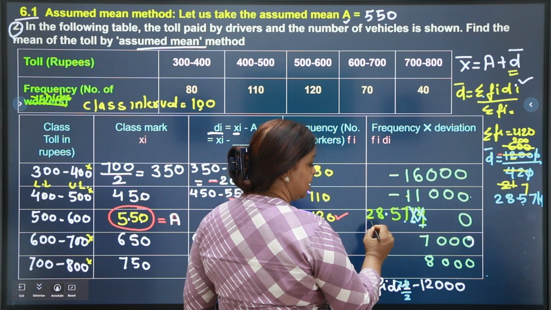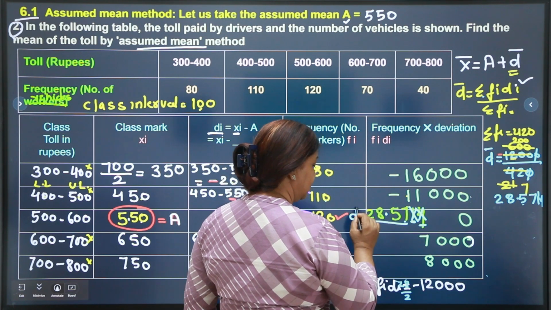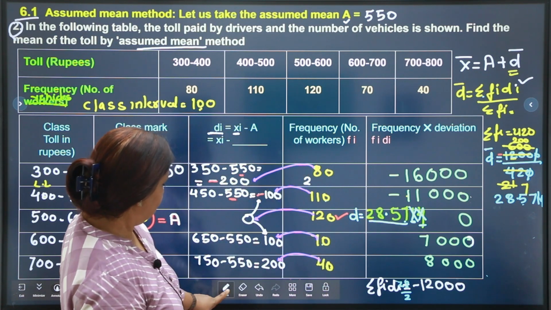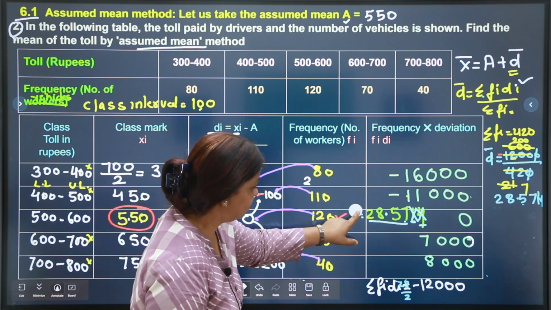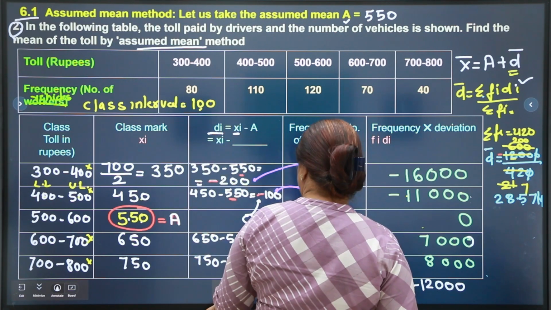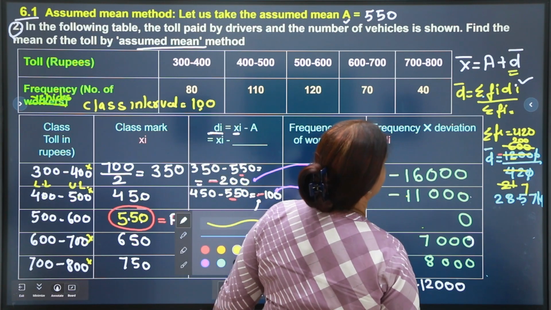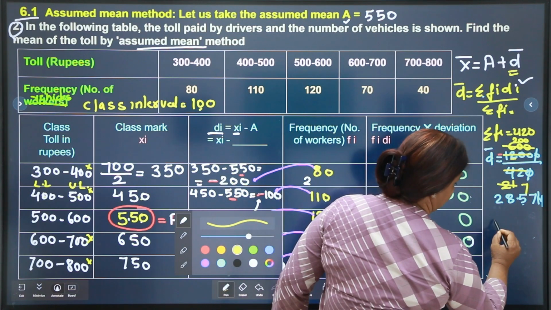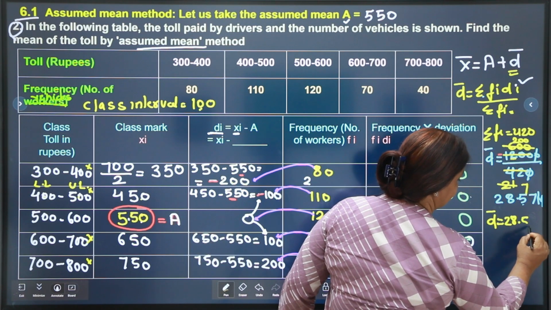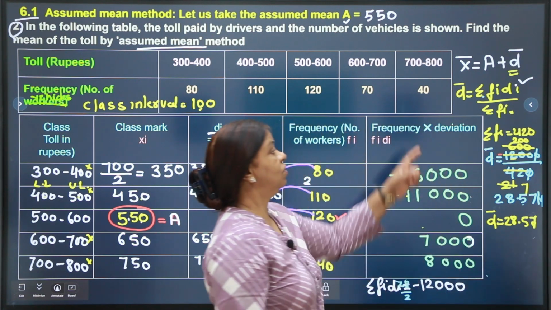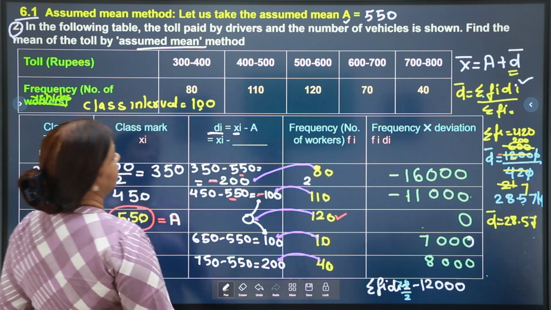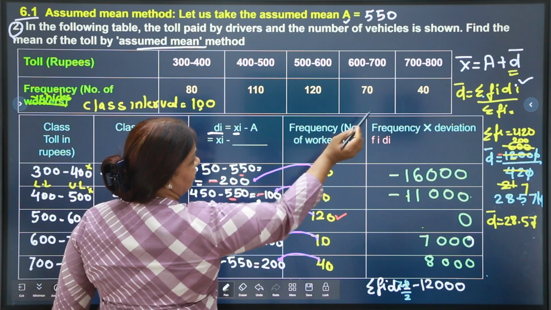Okay. So your answer for bar D is 28.57. Let me rub this here. Bar D value we got is 28.57. We need to find out bar X, A plus bar D. Let me use this place here.